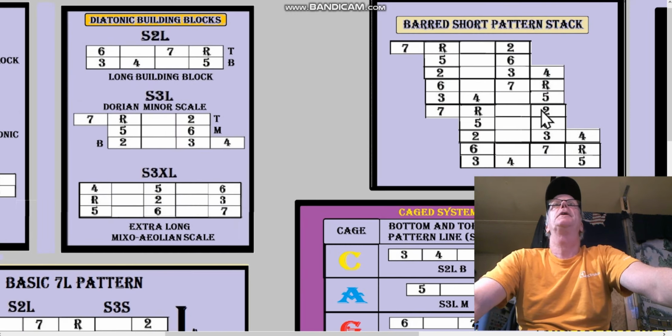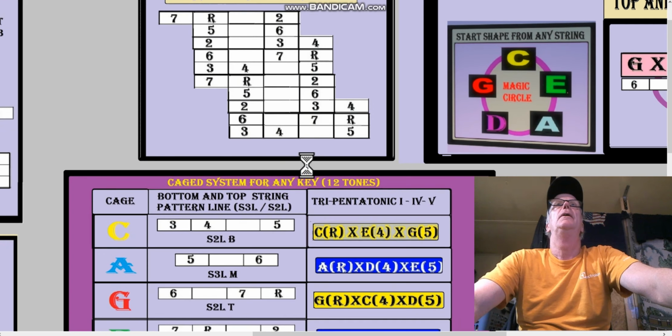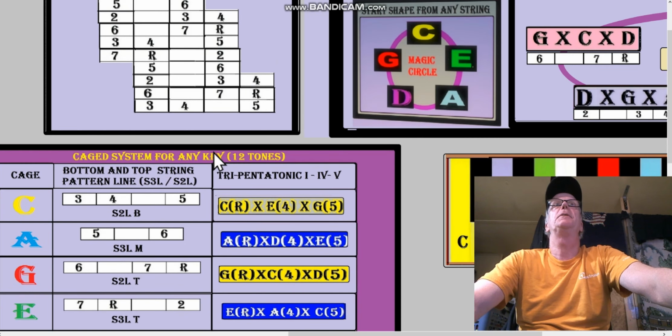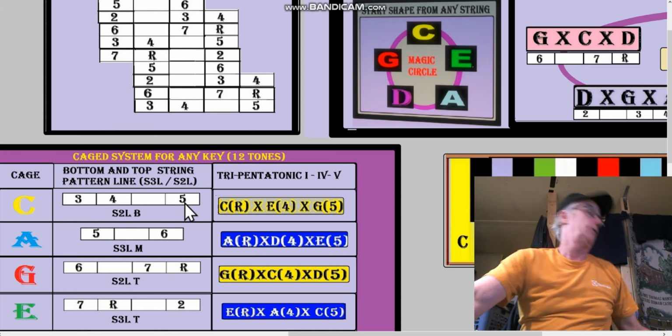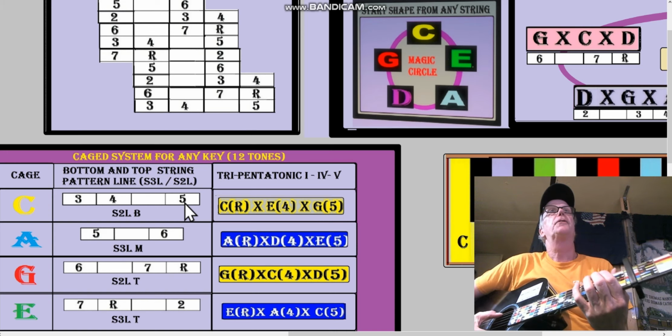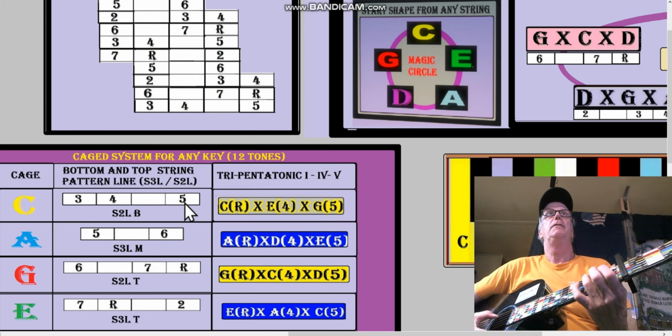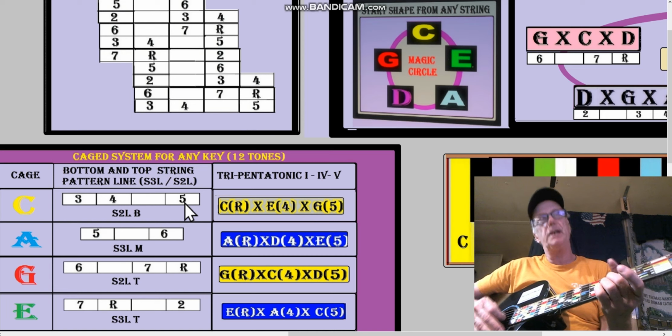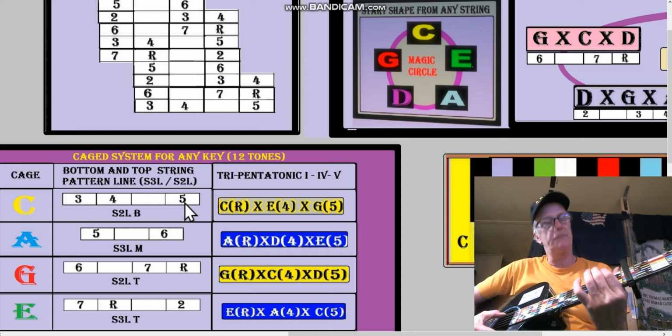And that's where we come into the magic circle. We can get back to this. So this is, you know, C, you start on this. This is the bottom and top string pattern line. So C in anything is going to be 3, 4, 5. An A-shaped A is going to start 5, 6.